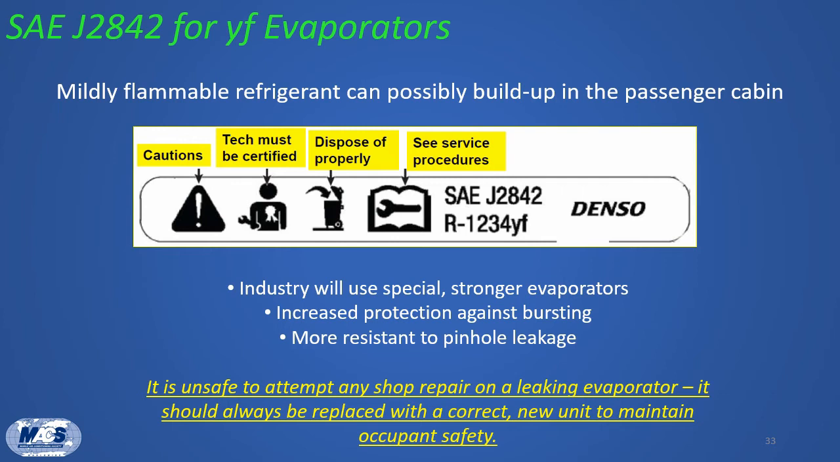Also note that it is unsafe to attempt any shop repair on a leaking evaporator, and it should always be replaced with a correct new unit to maintain occupant safety. The use of a salvage or a used evaporator from another vehicle may be dangerous and is not recommended, although a refrigerant control device such as a TXV, a thermal expansion valve, or a block valve may be reused if it is serviceable. The same requirements apply to evaporators in CO2 R744 systems.